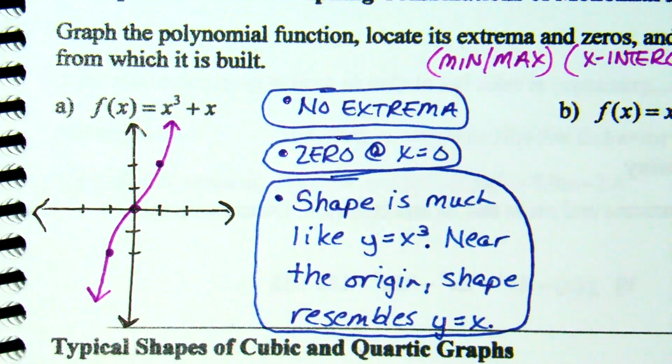I'm giving everyone a moment to copy down all the information for A. Okay? So no extrema, a 0 at x equals 0. Then the shape is much like y equals x cubed. Near the origin, the shape resembles y equals x.